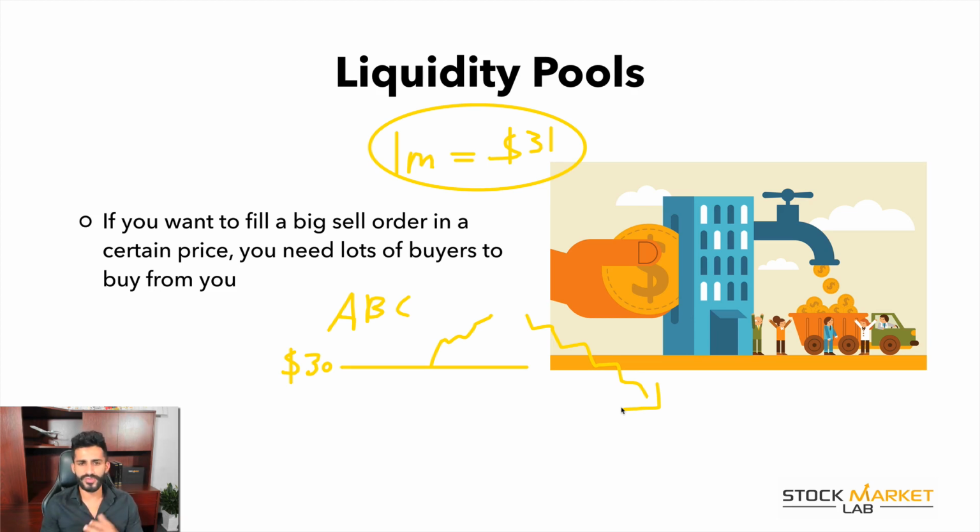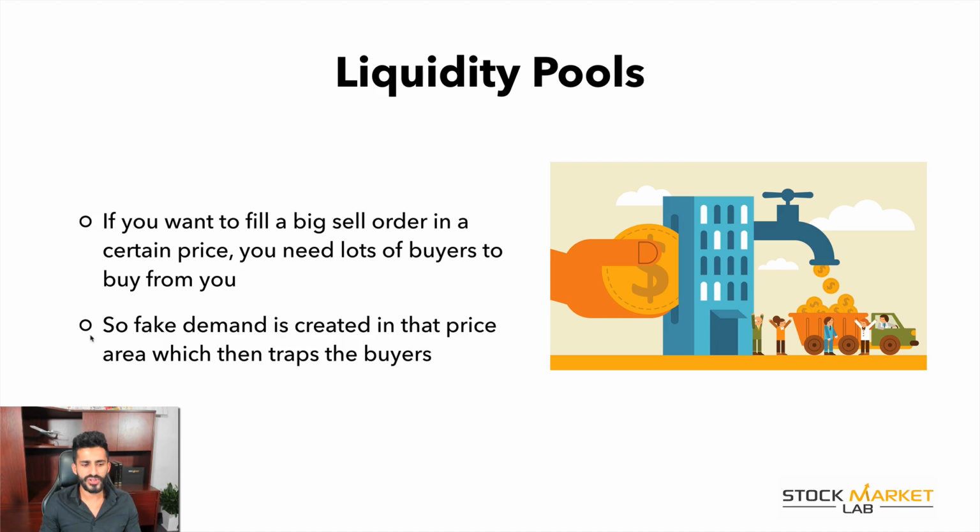30 million, 300 million, $1 billion, and so on, when they enter trades, they cannot enter and exit right away. So what they tend to do is, if they need to take off size and they have a lot of shares of a certain stock, they create certain traps. So they create fake demand. Fake demand is created in that price area, which then traps the buyer.